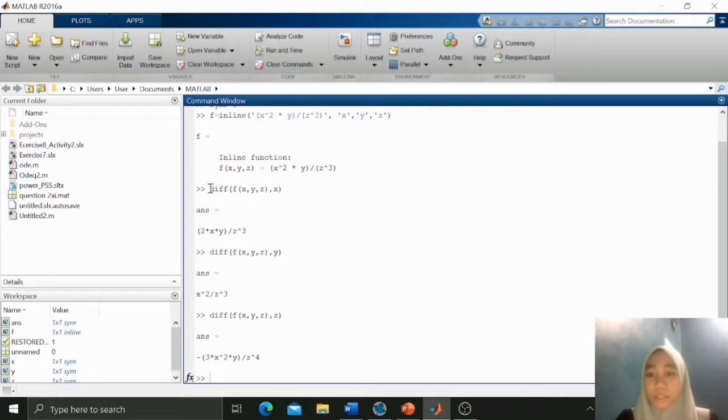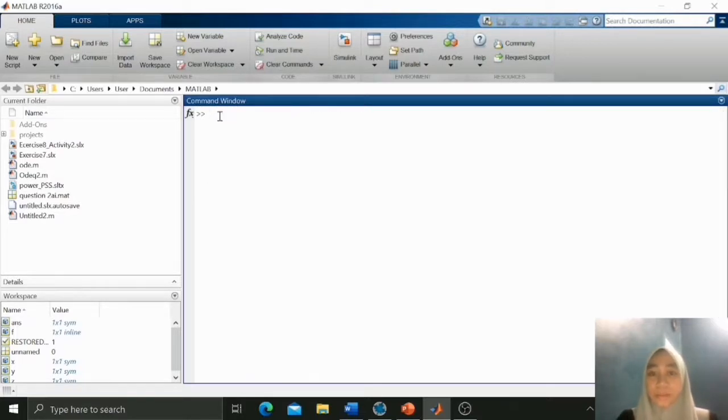First, we differentiate the function with respect to x, and the answer is 2xy over z to the power of 3. Second, we differentiate the function with respect to y, and the answer is x to the power of 2 over z to the power of 3. And last, we differentiate the function with respect to z, and the answer is negative 3x to the power of 2 y over z to the power of 4. Now we do question 2A2.